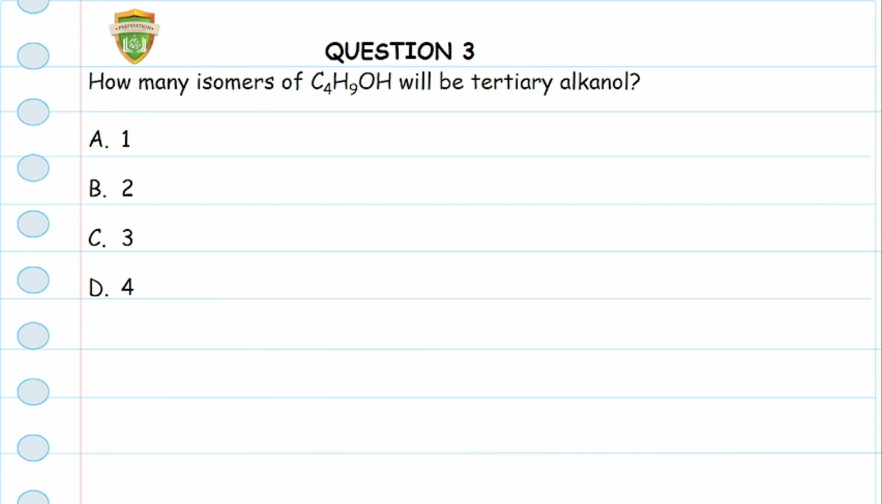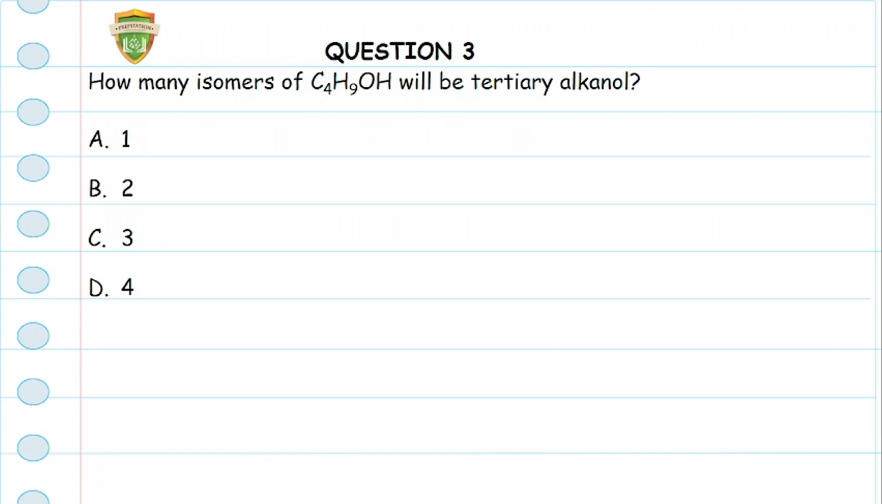Question 3 asks, how many isomers of C4H9OH will be tertiary alkanols? Now, an isomer or isomers are molecules that have the same molecular formula, right, but different structural arrangement. So, for example, diamond and graphite, they are isomers of carbon, right?